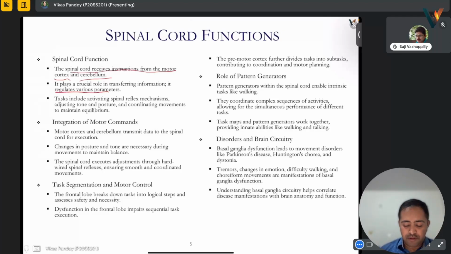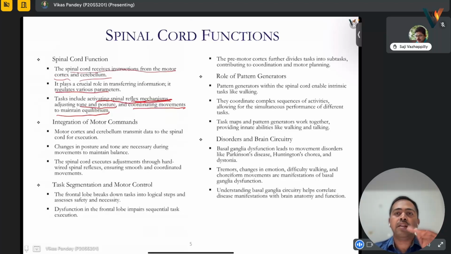The tasks include activating the spinal reflex mechanism, adjusting tone and posture, and coordinating movement to maintain equilibrium. We have seen how we know our balance in the previous class, right? How we were able to know the balance of our body. Do you remember? I think we covered it in the previous week, right? Yes, sir.